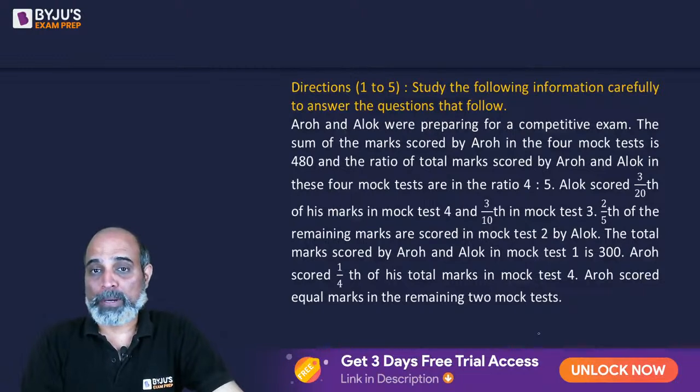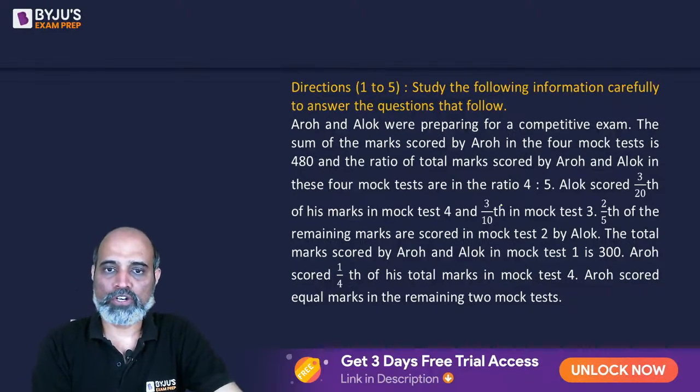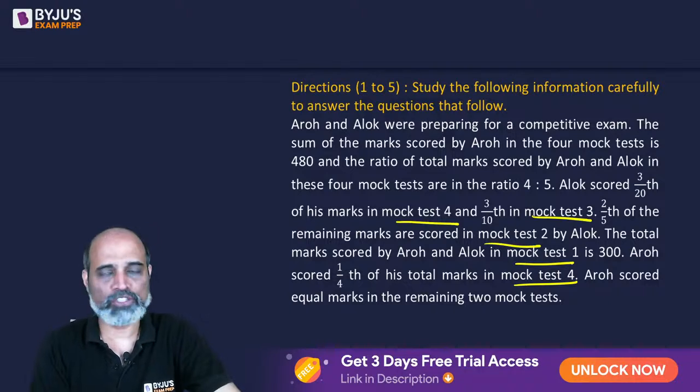Aro and Alok were preparing for a competitive exam. The sum of the marks scored by Aro in the 4 mock tests is 480. And the total marks scored by Aro and Alok in these 4 mock tests are in the ratio 4:5. Alok scored 3/20th in his mock test 4, and so on.